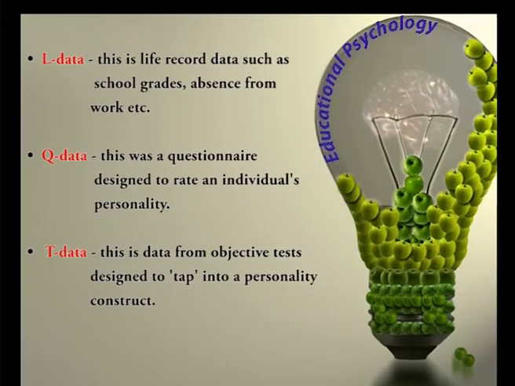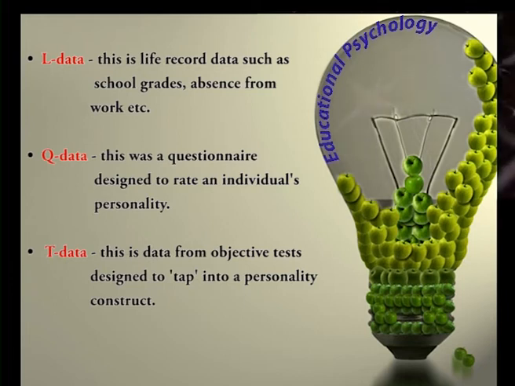L data, that is life record data such as school grades, absence from work, etc. Q data, this was a questionnaire designed to rate an individual's personality. The T data, this is data from objective tests designed to tap into personality constructs. Cattell analyzed the T data and Q data using a mathematical technique called factor analysis to look at which types of behavior tended to be grouped together in the same people. He identified 16 personality traits or factors common to all people.